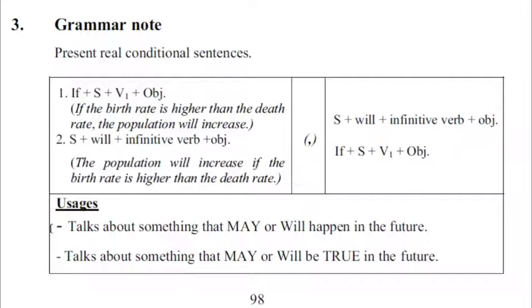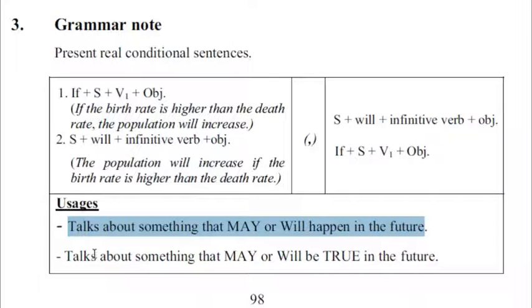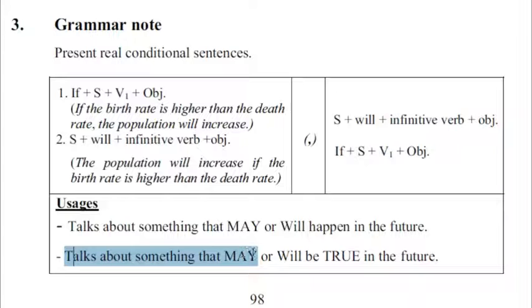So one more time, you can see here the usage talks about something that may happen or will happen in the future, and the other one talks about the same thing except it will or may be true in the future. So if you still have some problems with the grammar, please re-watch the video a few times and use my examples. Okay, let's move on and use these in practice at number 4.